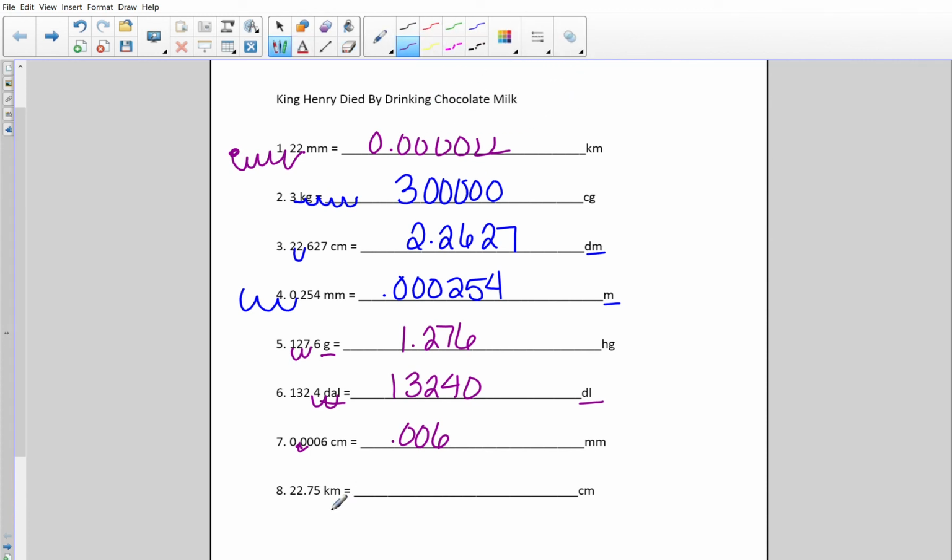And then this problem right here, I'm going to go from kilometers to centimeters. So I'm going to go from here 1, 2, 3, 4, 5. And so this is going to move this decimal 5 spaces to the right. So then I've got 227,500 centimeters.